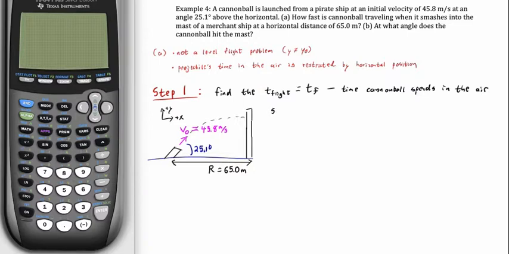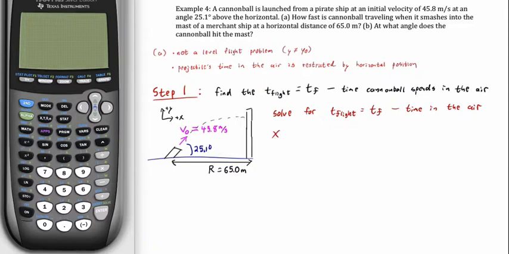So solve for time of flight, which I will call T sub f, and that is time in the air. Okay, and this is going to be step 1, okay? And I did write that above as well. Okay, so to do that, we have to consider motion in x.